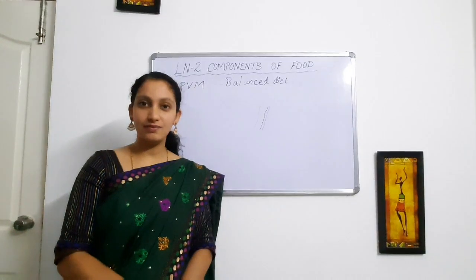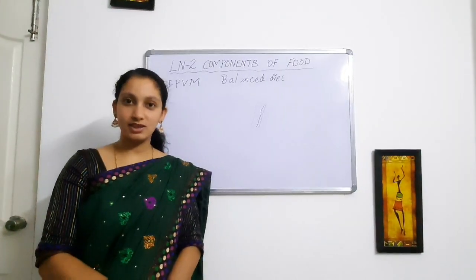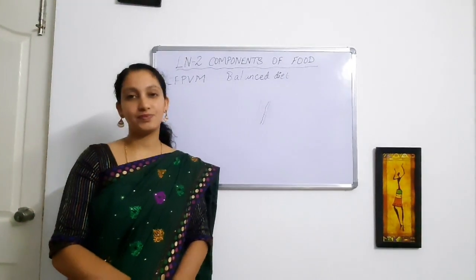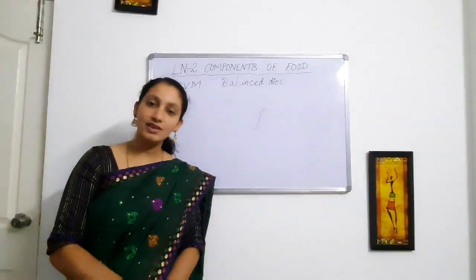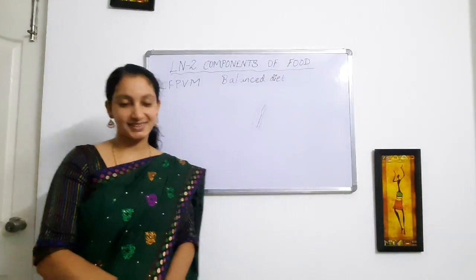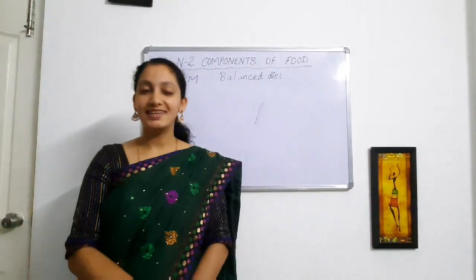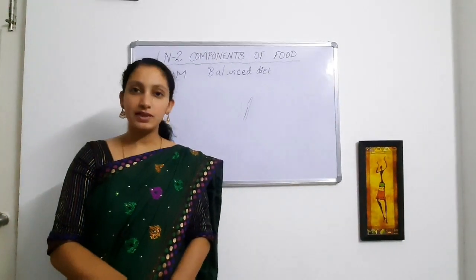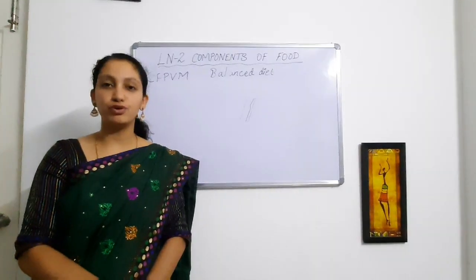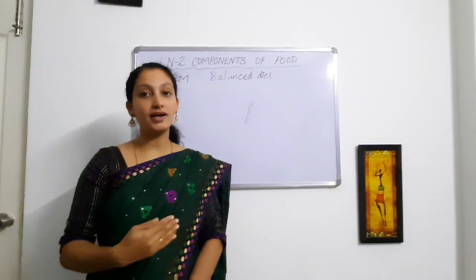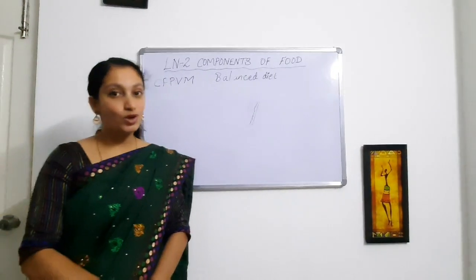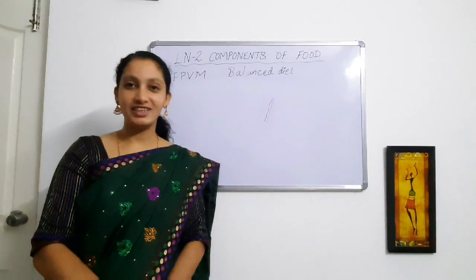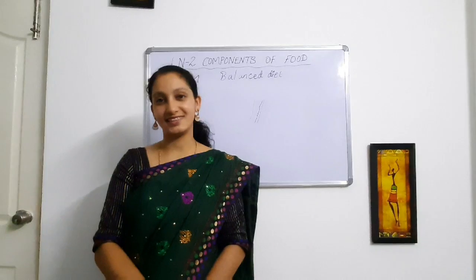So in the first lesson we have studied the introduction part of this lesson about the different components. So you are familiar with the definition, what are nutrients. What are nutrients? The chemical substances or the components present in the ingredients of food which are required for the growth and maintenance of your body. So that is a definition you can remember for nutrients.